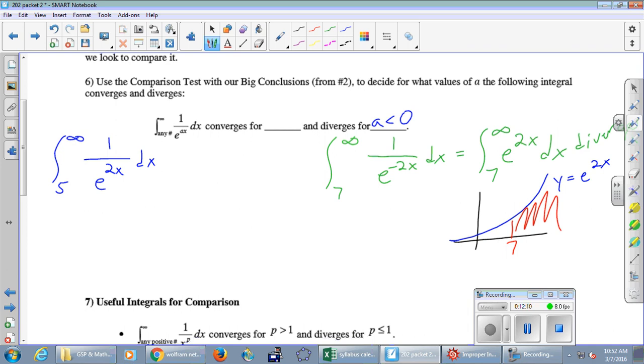So if a equals 0, that's a good question. If a is 0, 1 over e to the 0x, which is 1 over 1. What's the integral of that? x, whoops, x. Well, we don't even need that. Just think about the graph of 1. So converges or diverges if you think about that area? Diverges, right? It's constantly 1 forever. So that one's also infinite. So that means a equals 0 is in this divergent camp.